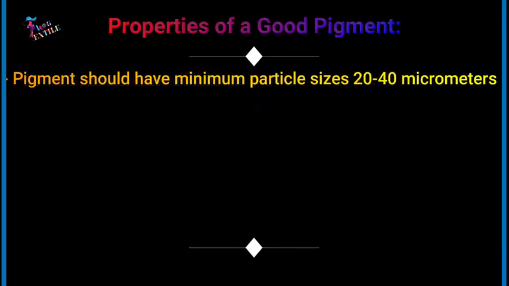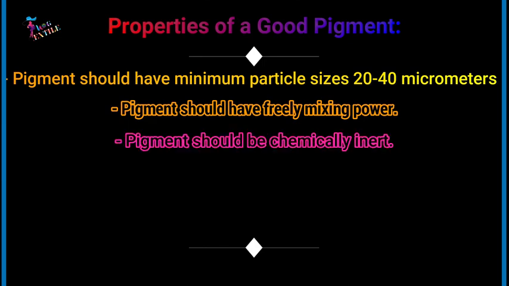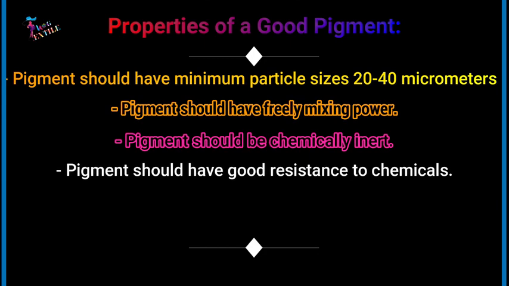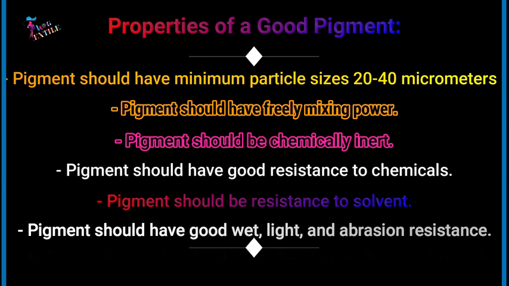Properties of a good pigment. Pigment should have minimum particle sizes of 20 to 40 micrometers. Pigment should have freely mixing power. Pigment should be chemically inert. Pigment should have good resistance to chemicals. Pigment should be resistant to solvent. Pigment should have good weight, light, and abrasion resistance.